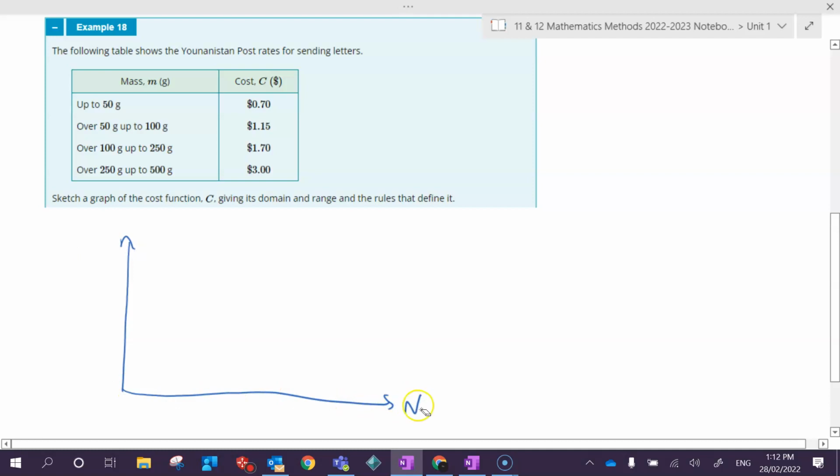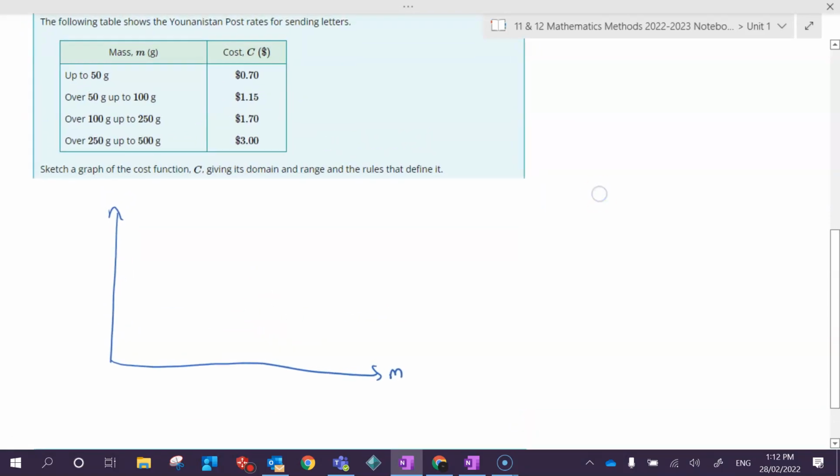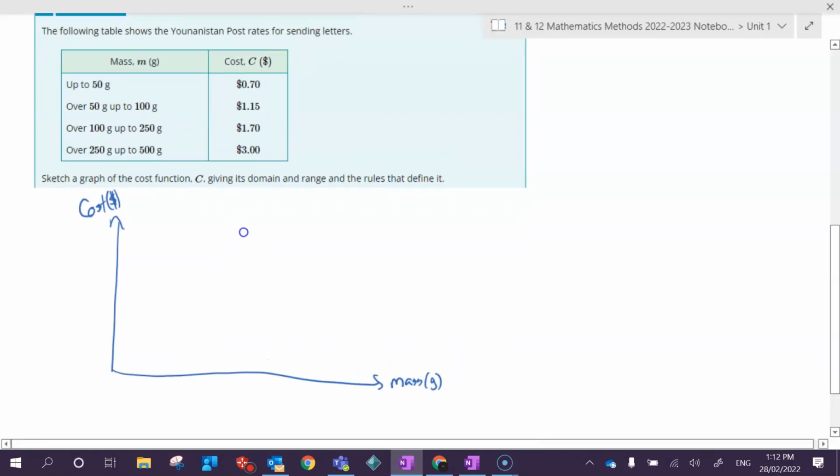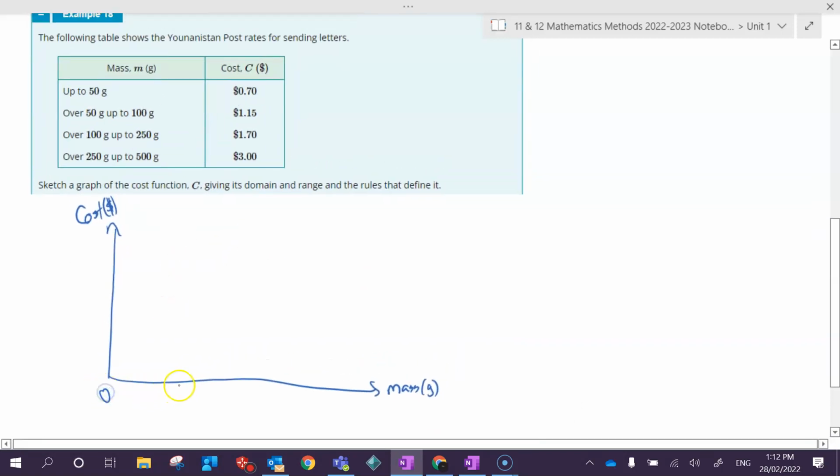N, well, little n. No, M for mass. Sorry about the squiggly line there. This new computer doesn't let me draw quite as neatly as my previous one. This is going to be my mass. No, my mass is in the other one. This is going to be my cost in dollars. This is my mass in grams. And so up to 50 grams. So from 0 to 50, we can't have a parcel with negative grams.